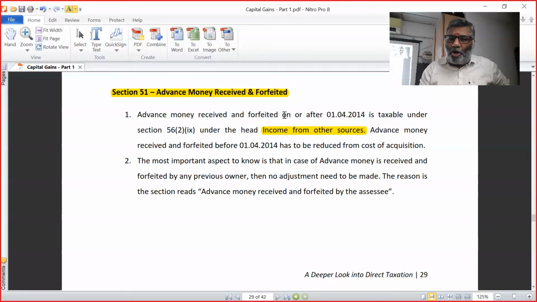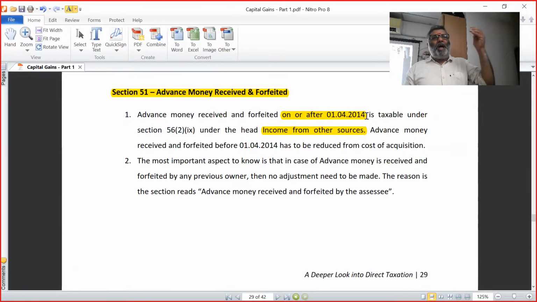That is, on or after 1/4/2014, if I have received any advance money and that has been forfeited, don't worry, it would be taxable under income from other sources from the financial year 14-15. But what happens before that?